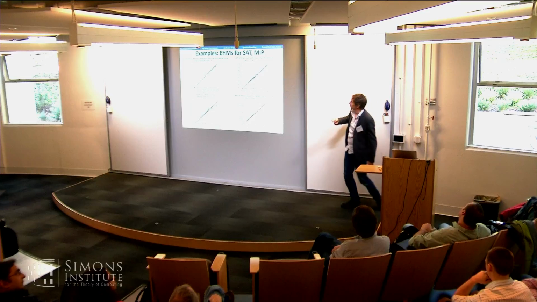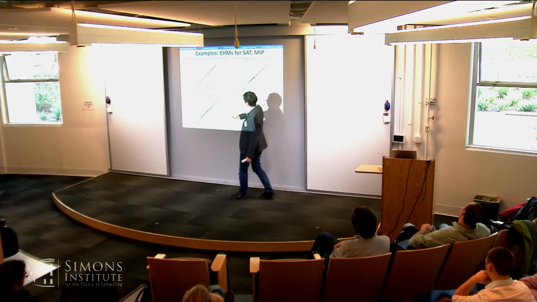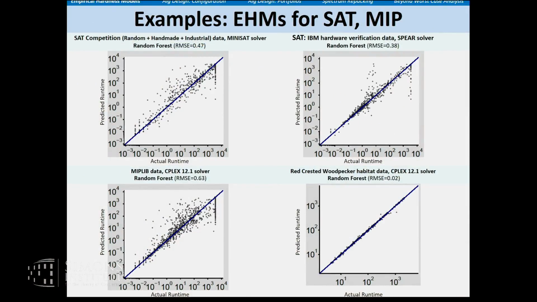I mean, as it happens, the four examples I've got here are: every problem that was ever entered in a SAT competition through all of the different tracks is that graph. This is real problems from hardware verification with a particular SAT solver. This is something on protecting habitat for red-cockaded woodpeckers solved with CPLEX and encoded as MIPs. And this is all of MIPLIB, which was this wildly heterogeneous library of MIP data that the MIP community has assembled.